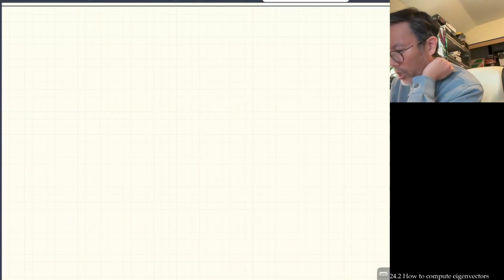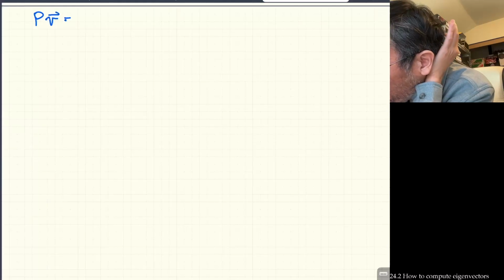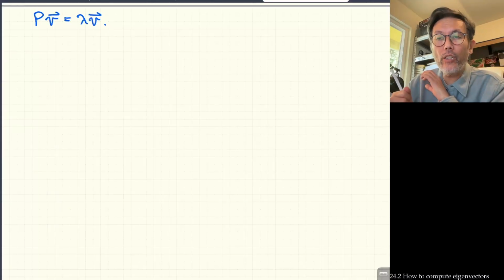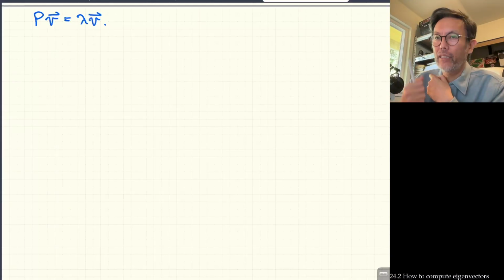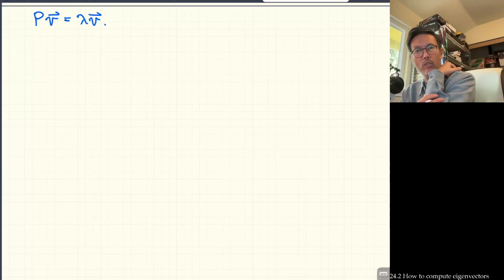All right, so let's start with the eigenvector equation. PV equals lambda V. And don't get confused about the cast of characters here. P is a square matrix, it's n by n. V is a column vector, n by 1. And lambda is a number, it's a constant.